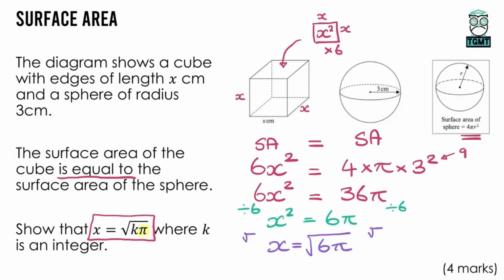It doesn't ask us to say what k is equal to, it just wanted us to show that x was equal to the square root of something pi. We found that it was 6 pi. And there we go, there's our final answer. Definitely a tricky question, but not as bad as it looks.